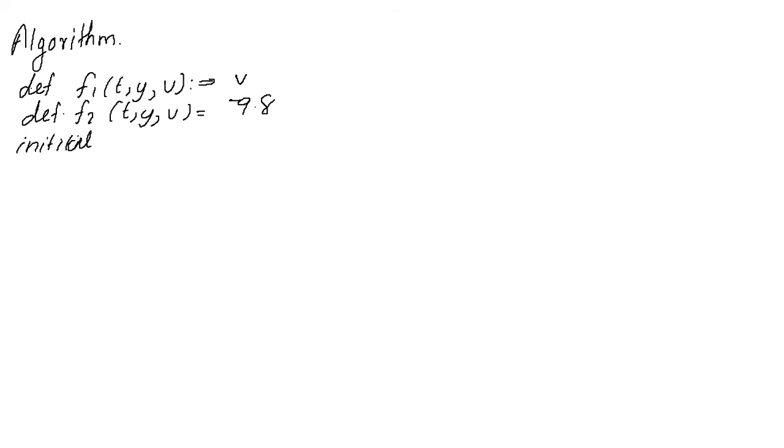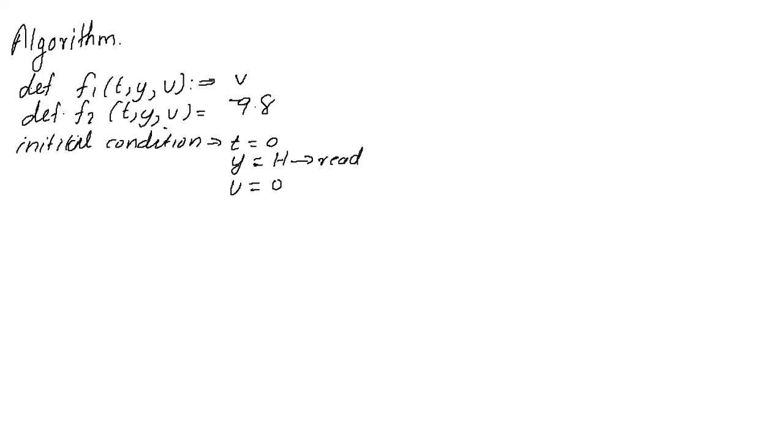Initial conditions. So what are the initial conditions? When t is equal to 0, y is equal to some h, and you may choose some numerical value for that, and v is also 0. You may read that from the keyboard, or you may initialize it directly. Now what is the next step?